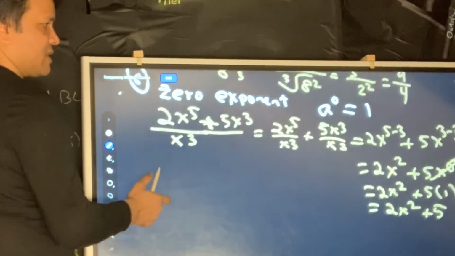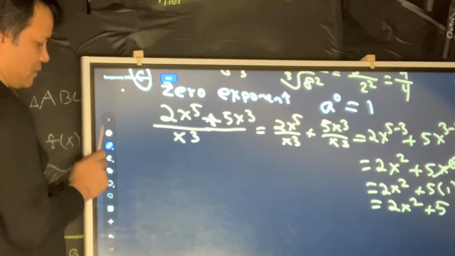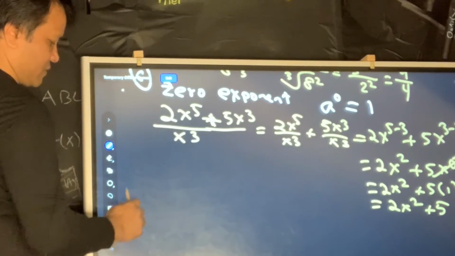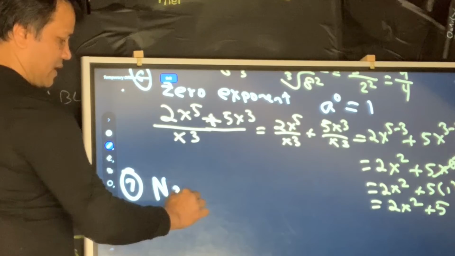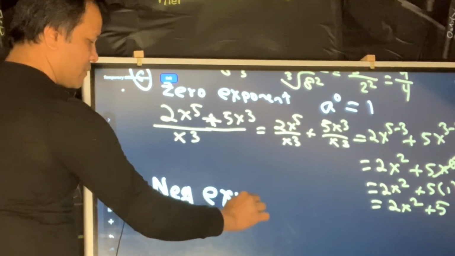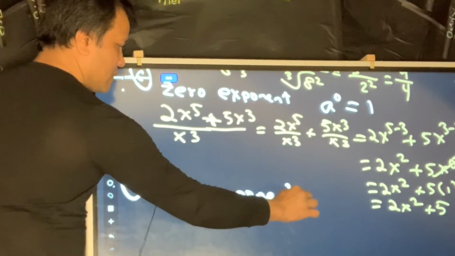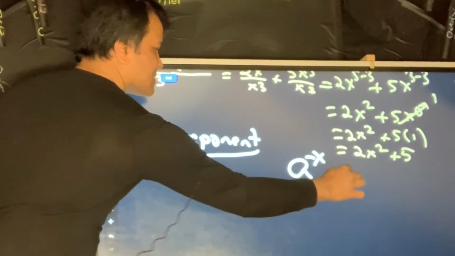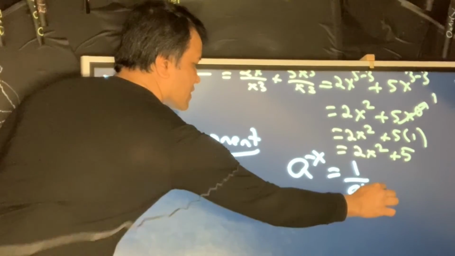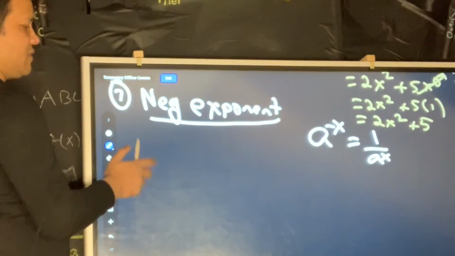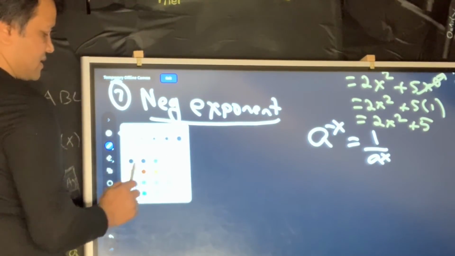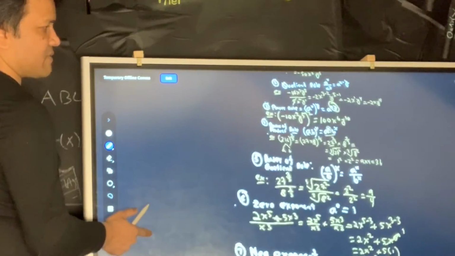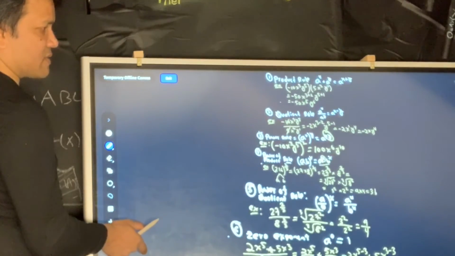Right, now we're going to use the negative exponent rule. Number 7 is the negative exponent rule. The negative exponent rule is a^(-x) equal to 1 over a^x. I'm going to give you an example so that you understand it. I'm going to show you everything at once.